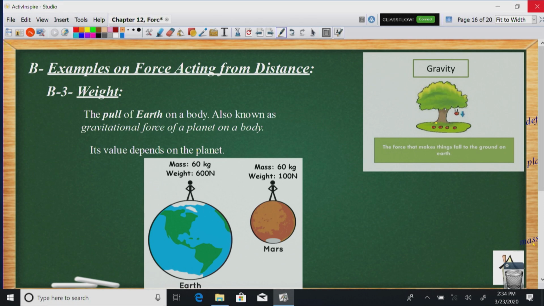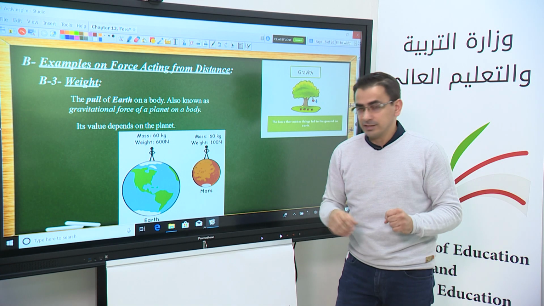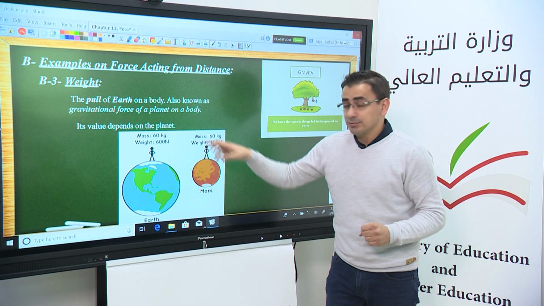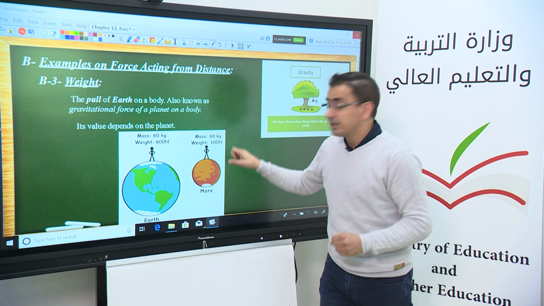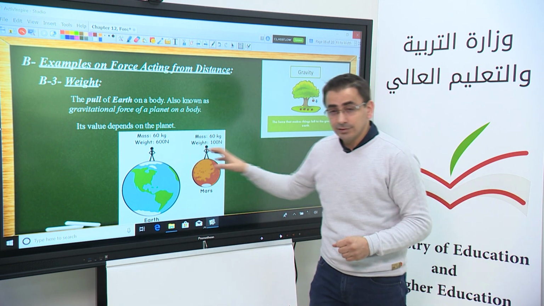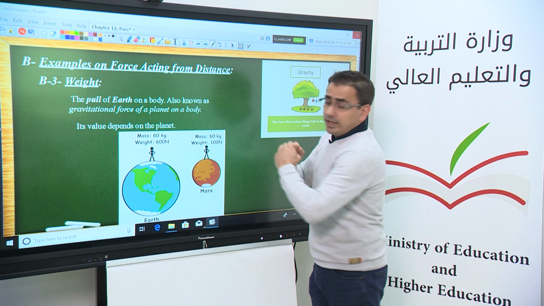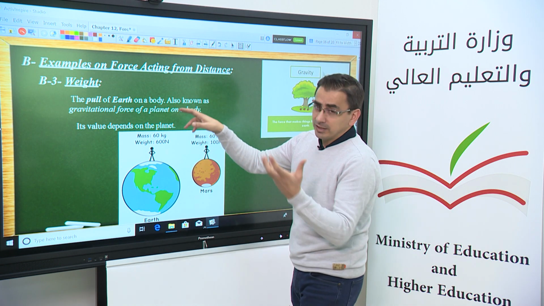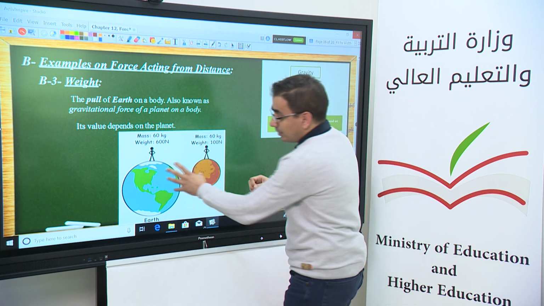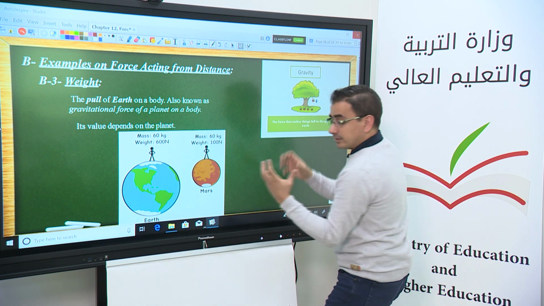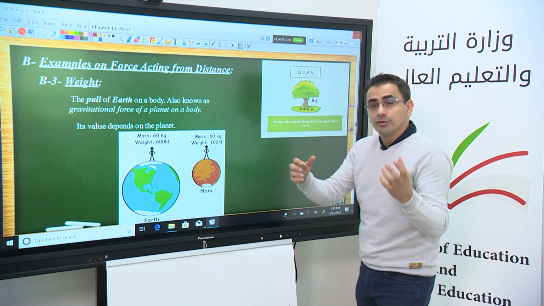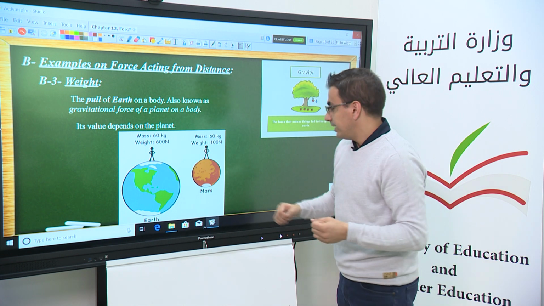The same man goes to the moon, hypothetically speaking, his mass becomes 60 kilograms, remains 60 kilograms, but his weight becomes 100 newton. It changed. What is the reason? Weight is the pull of a planet or a body on a certain object. Here the Earth is pulling with 600 newtons, while here the moon, because it is smaller than the Earth, is pulling with a force which is 100 newton, less than that of weight.